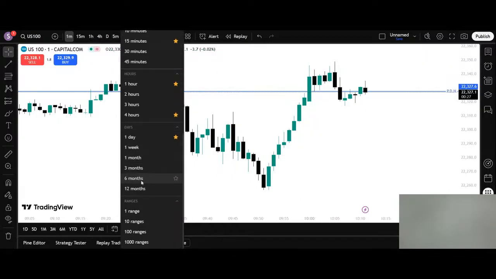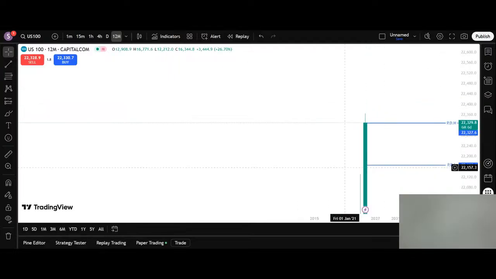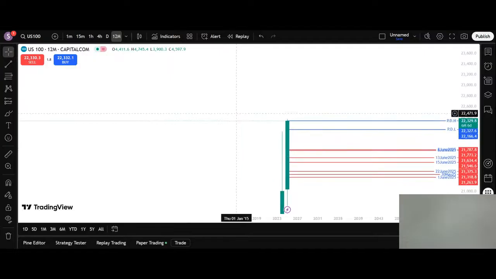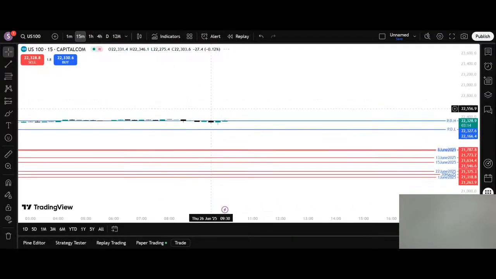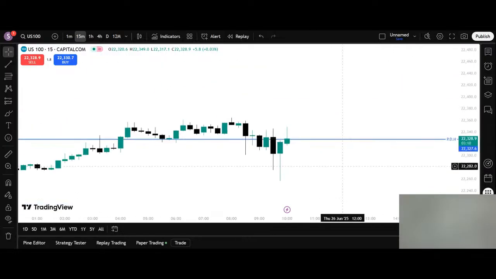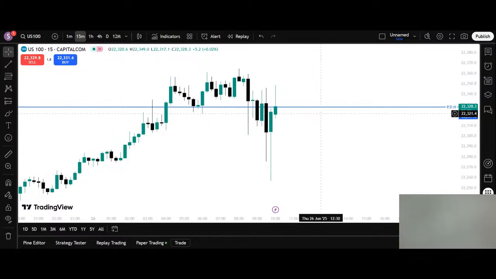Just gonna have to wait here. This is the yearly chart. Nasdaq has been pumping a lot. 3 minutes left for the 15-minute candle to close.